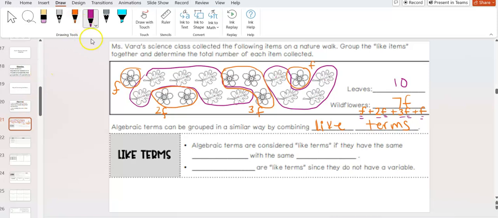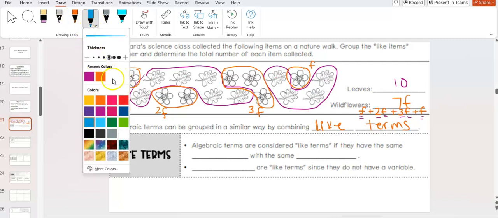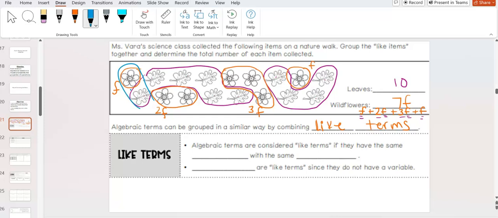Now, if I was combining 2 things that didn't match, so let's do a third color here, like let's say a flower and a leaf, that would be an F plus an L for leaf. But those aren't the same things. I can't put flowers and leaves together. That doesn't make sense. I can't say that I have 2 flowers or 2 leaves. So these are unlike terms. I cannot combine those.